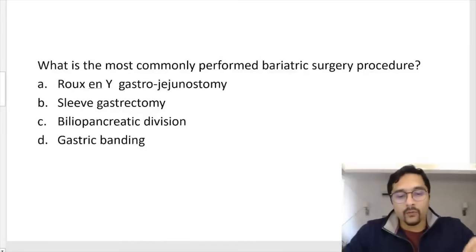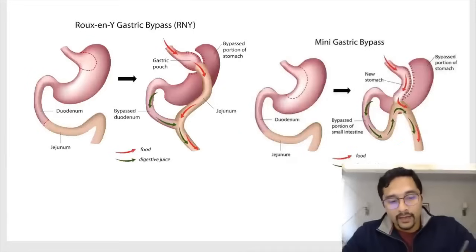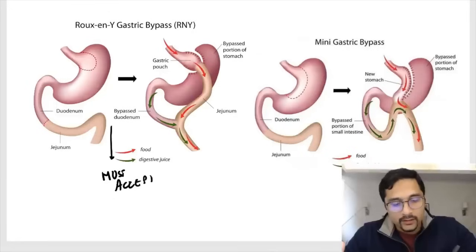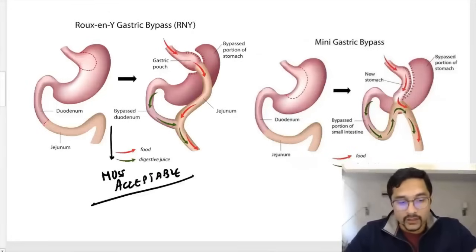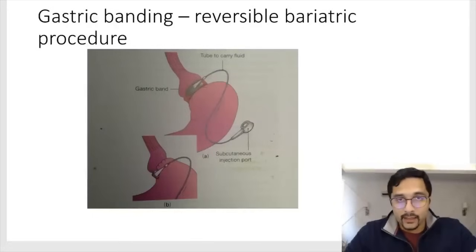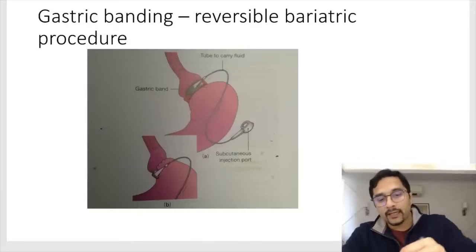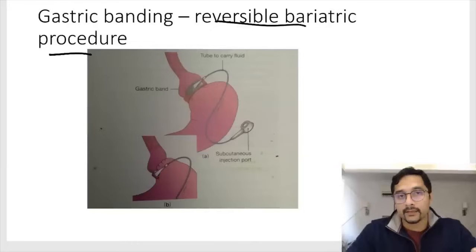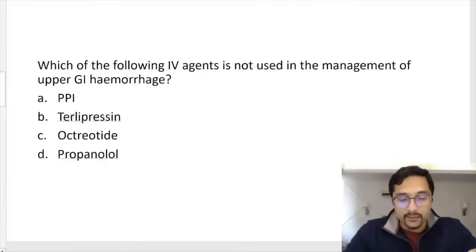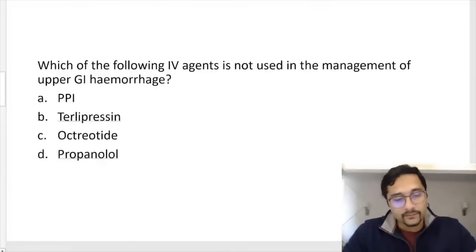What is the most commonly performed bariatric surgery procedure? The most commonly performed bariatric surgery procedure is laparoscopic sleeve gastrectomy, you should know. Roux-en-Y gastric bypass is the most acceptable bariatric surgery procedure, but no longer the most commonly performed. Most commonly it is sleeve gastrectomy. And gastric banding is also a procedure. The advantage of banding is that this is a reversible bariatric surgery procedure.